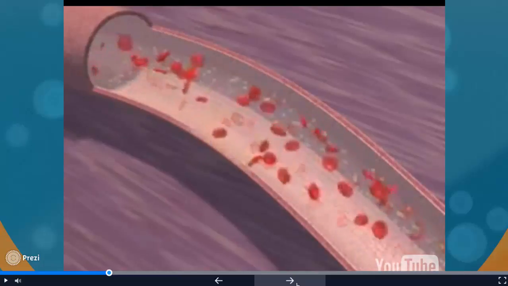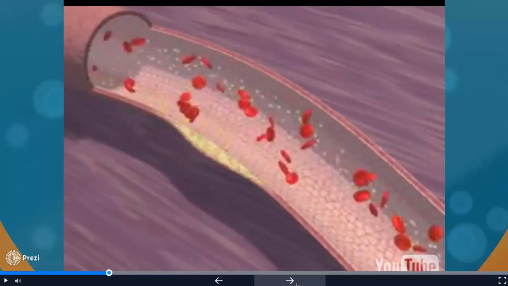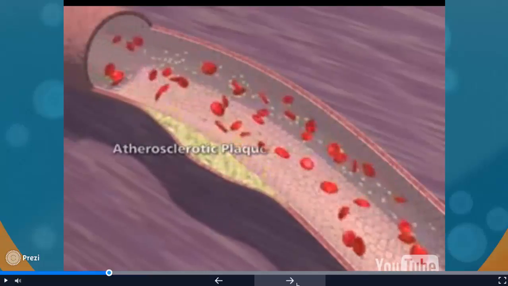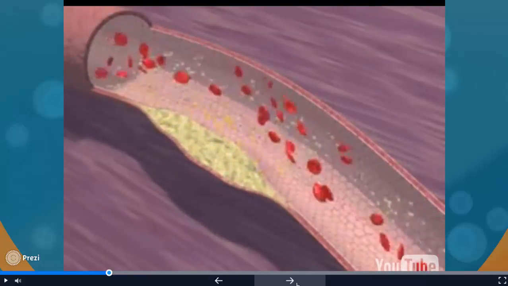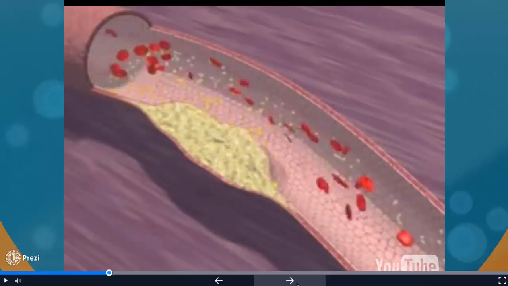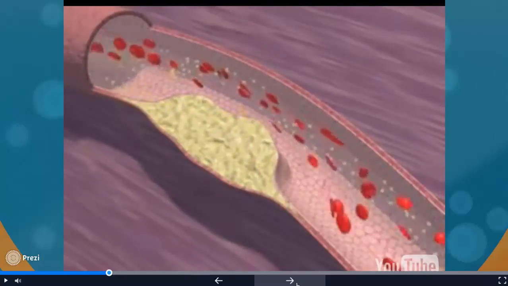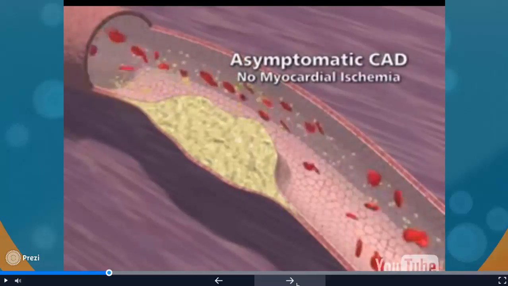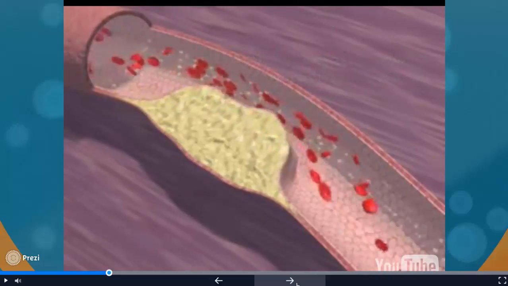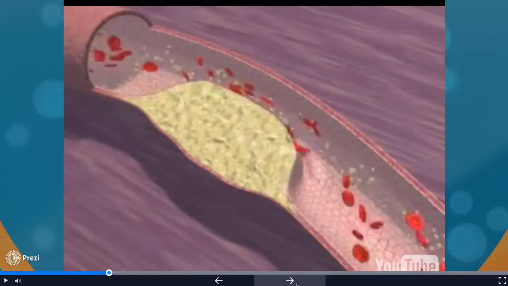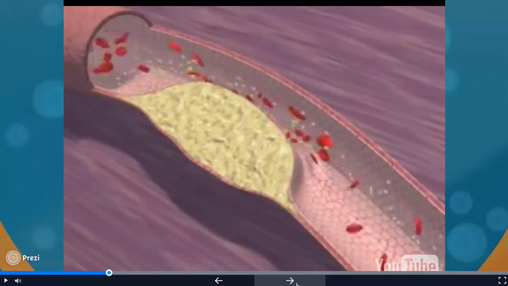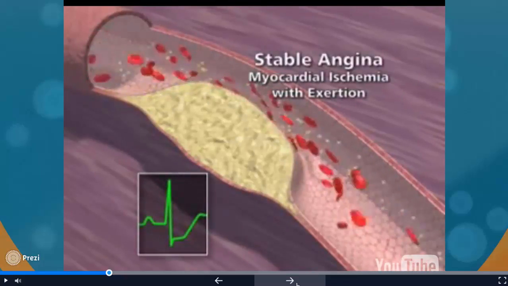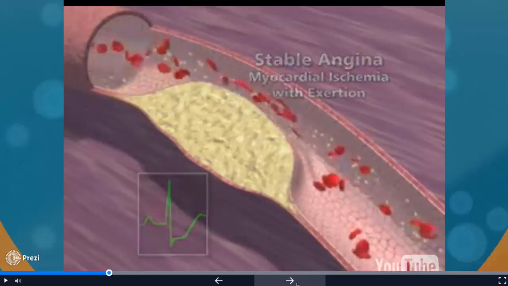Atherosclerosis begins when LDL cholesterol accumulates in the arterial wall, forming a plaque. Over time, the plaque becomes larger. Some plaques never obstruct the coronary blood flow. The patient with asymptomatic coronary disease has no chest pain and no myocardial ischemia. A plaque can enlarge to the point that the blood flow is compromised. The patient may have chest pain, but only with exertion. This syndrome is known as stable angina and is not a clinical emergency.